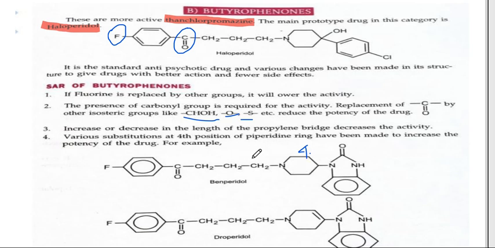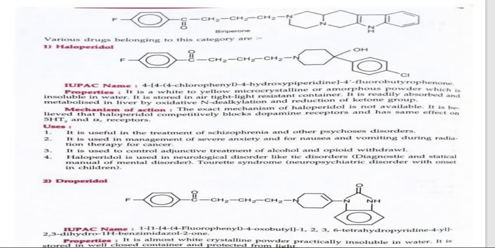Let's see about the drug haloperidol. You are also having one example, pipamperone, which is not so important. Then we are having haloperidol. This is the structure of haloperidol: 4-[4-(4-chlorophenyl)-4-hydroxypiperidino]-4'-fluorobutyrophenone. This is a white-yellow microcrystalline or amorphous powder which is insoluble in water. It is metabolized in the liver by oxidative N-dealkylation and reduction of the ketone group.